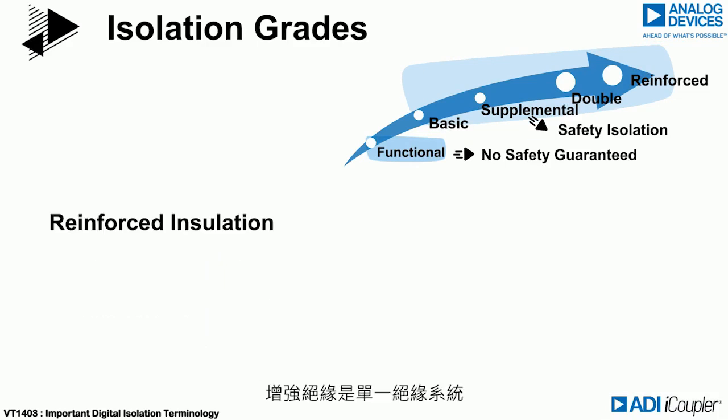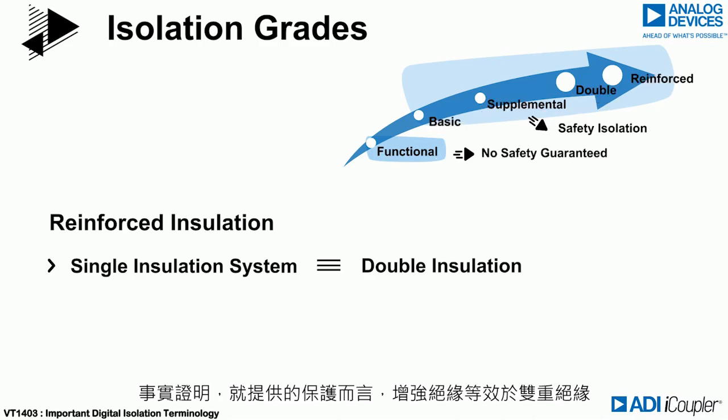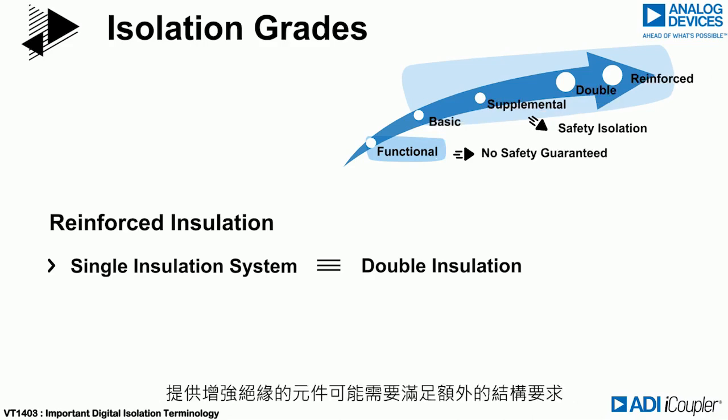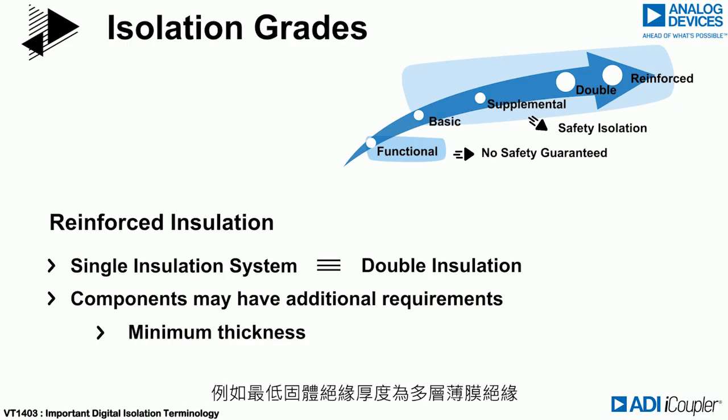Reinforced insulation is a single insulation system that's demonstrated to be the equivalent to double insulation in terms of the protection provided. Components providing reinforced insulation may need to meet additional structural requirements, such as minimum thickness of solid insulation or multiple layers of film insulation.